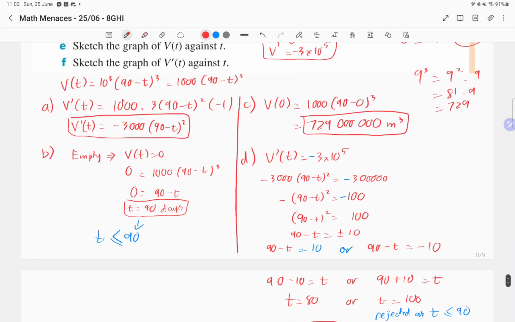I don't really feel like it. No, it's fine. No need to sketch it. It's not that important.